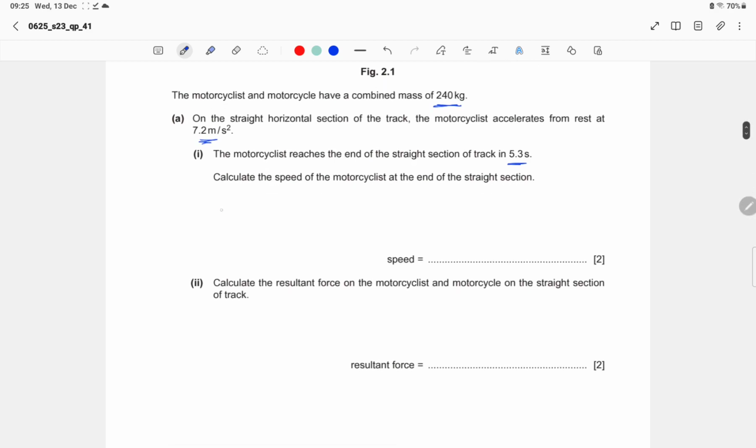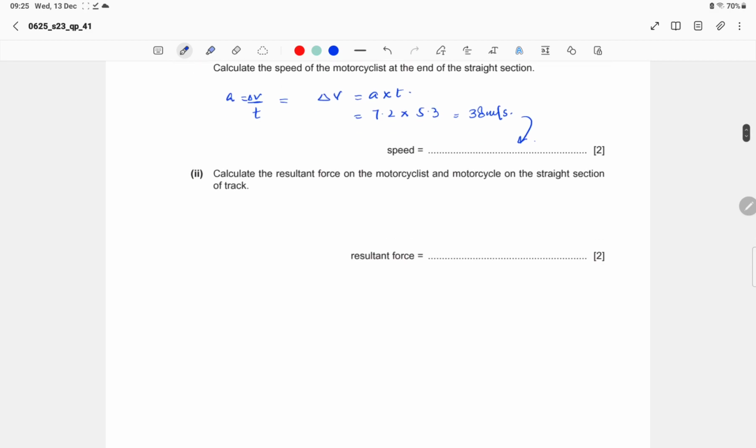So for this, you have acceleration given, so we will apply this formula, delta V over T, but we need to find out the speed, so it's going to be acceleration times time. So this is going to be 7.2 times 5.3, which is going to be 38 meter per second. So this is your final answer. Now calculate the resultant force on the motorcyclist and motorcycle on the straight section of track. Again, F equals ma, mass is given, which is 240, and acceleration is 7.2. So you multiply this and you will end up with 700 newtons. So this is going to be your final answer.